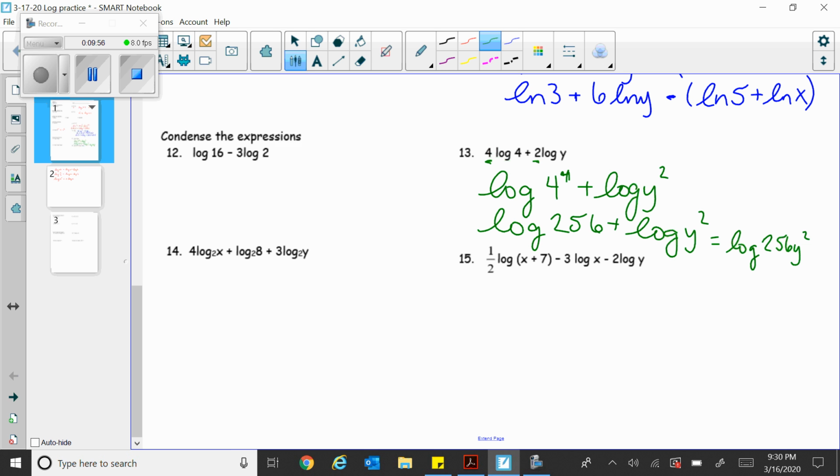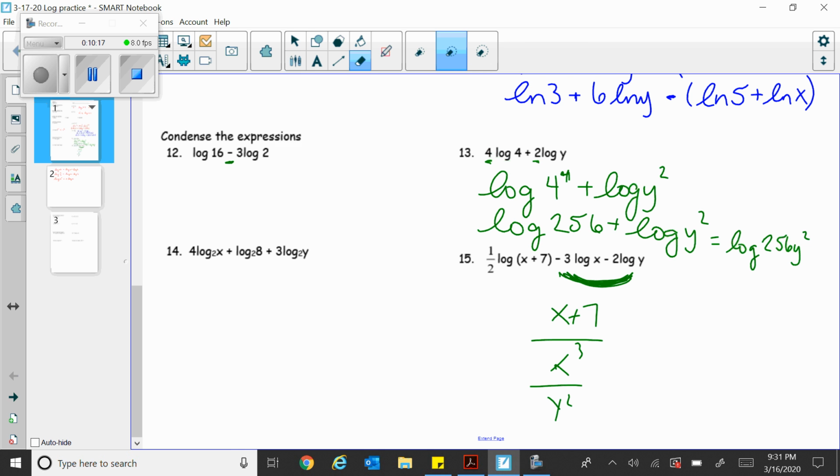Just be careful on number 12. This minus sign right here means you're going to do division. And then on 15, I get a lot of questions about this right here, the two minuses. It doesn't mean that there's a fraction in a fraction. I get a lot of people saying, oh, it's going to be x plus 7 on top, and then x cubed on bottom, and then y squared on bottom. No, we're not doing fractions in fractions. So if that just blew your mind, don't worry about it.